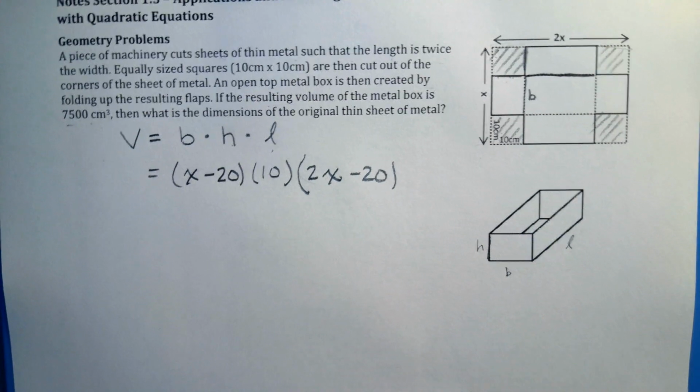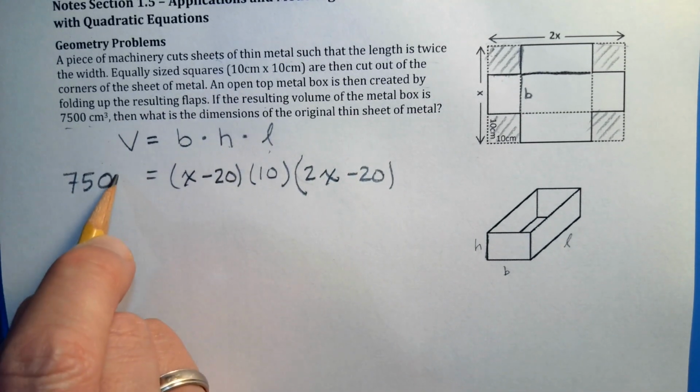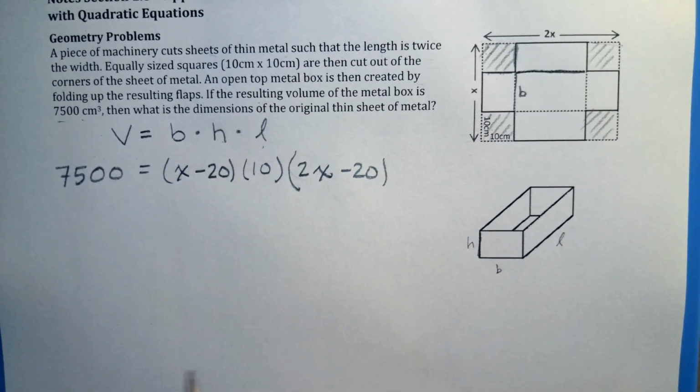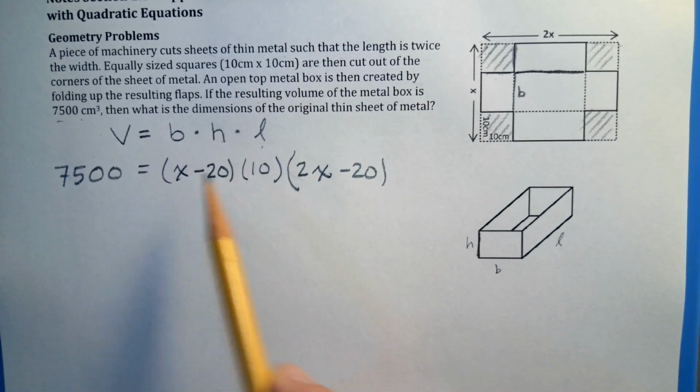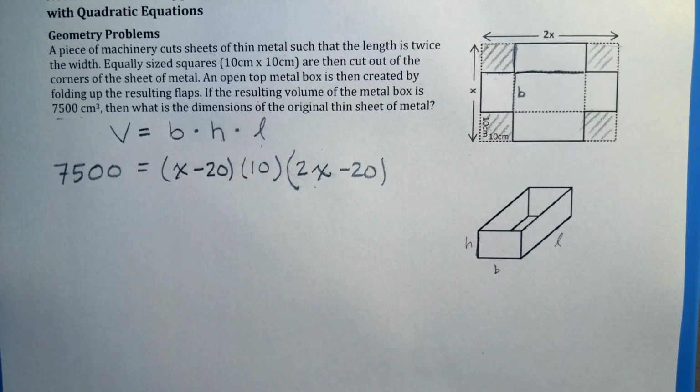Okay? All right, and then let's go ahead and put the volume in, 7,500. And so now we can see that this is going to be a quadratic equation. We have an x term times an x term, so it's going to be x squared. Let's simplify that and set it equal to 0. And then we'll evaluate the equation and figure out, okay, what do we want to do with that equation?